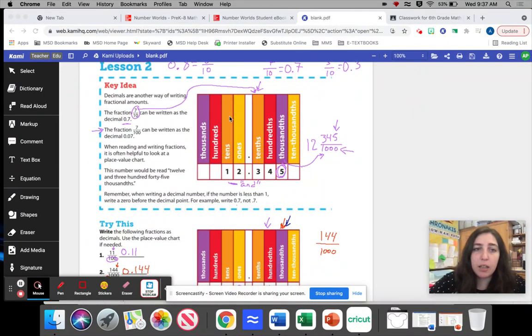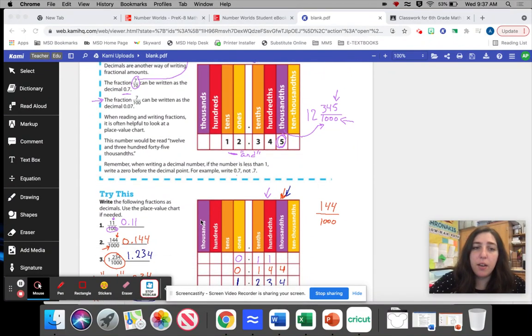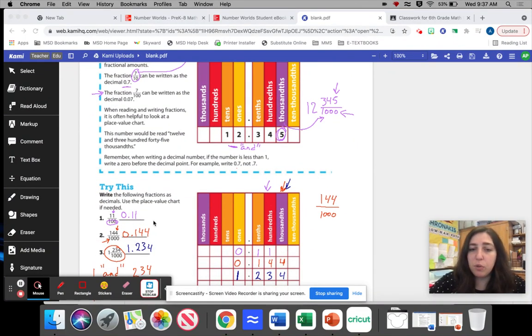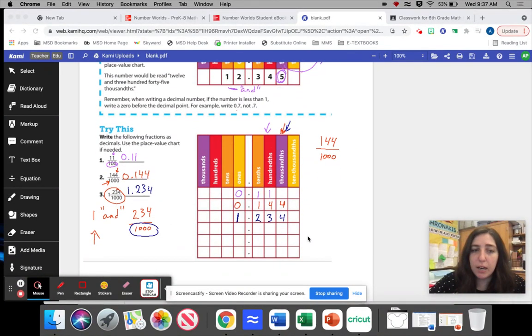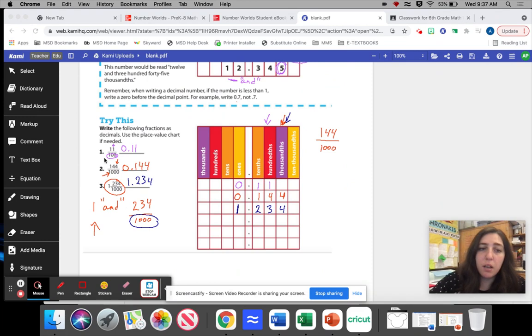Okay. In lesson 2, we practiced using the place value and converting fractions into decimals using the place value chart. Okay, so this was one strategy. So we were converting from a fraction to a decimal. Someone asked me earlier, what does converting mean? Well, converting means that we're just going to change this fraction to look like a decimal.